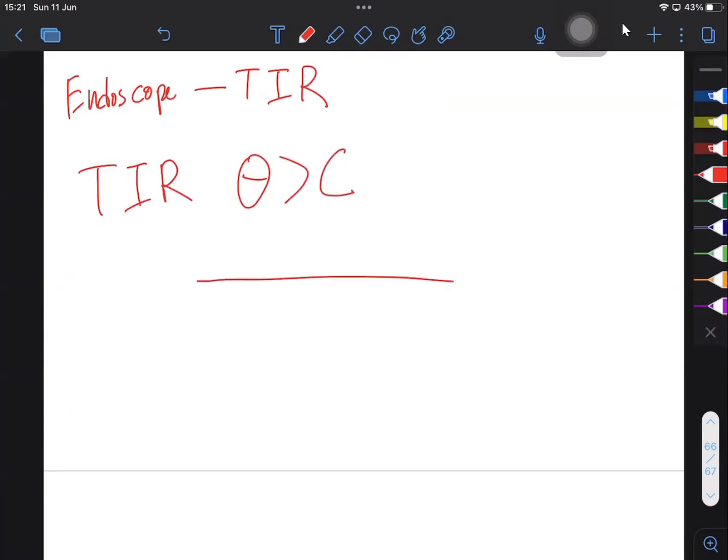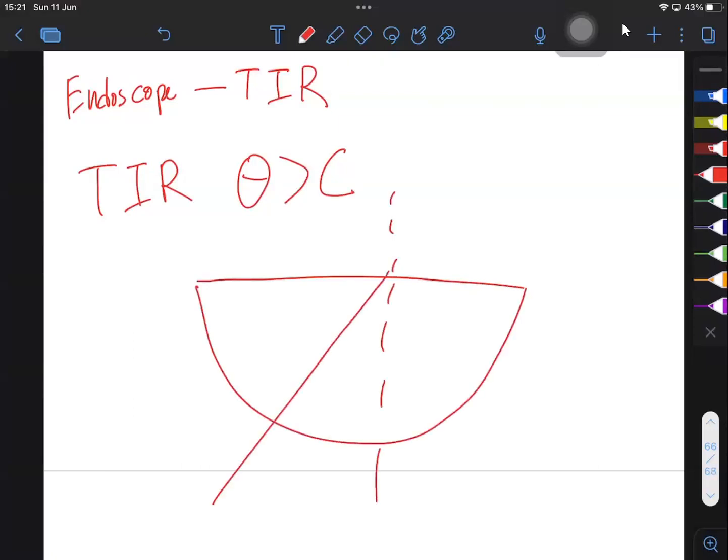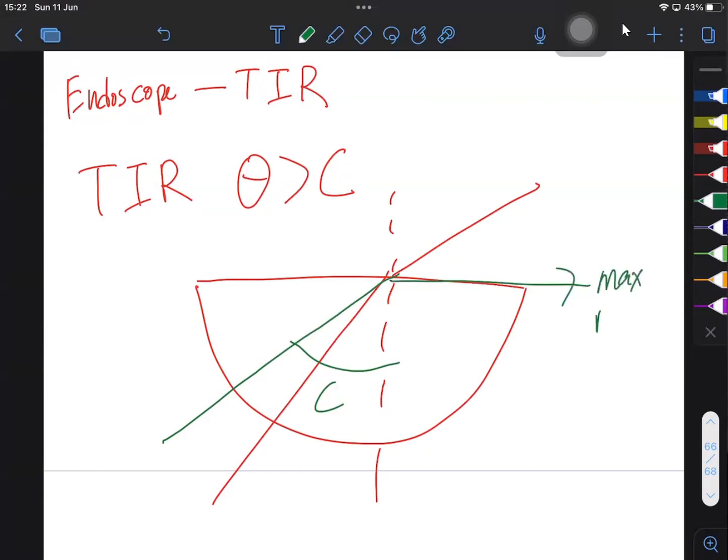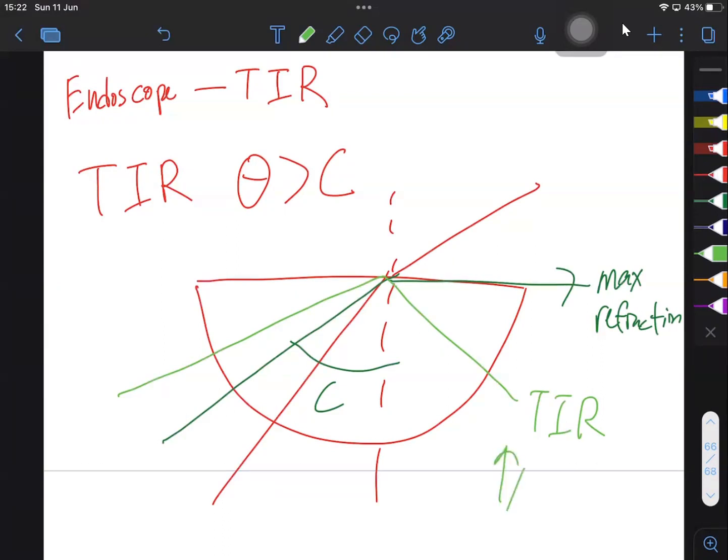So let's say, for example, I have a glass prism here, and light rays going in like this, it's supposed to refract. Then if I have a light ray going at the critical angle, if let's say this is the critical angle, it will go through maximum refraction. And of course, beyond the critical angle, it's going to be total internal reflection already. Everyone knows this, right? Now, first and foremost, total internal reflection can only occur from a denser medium to a less dense medium.